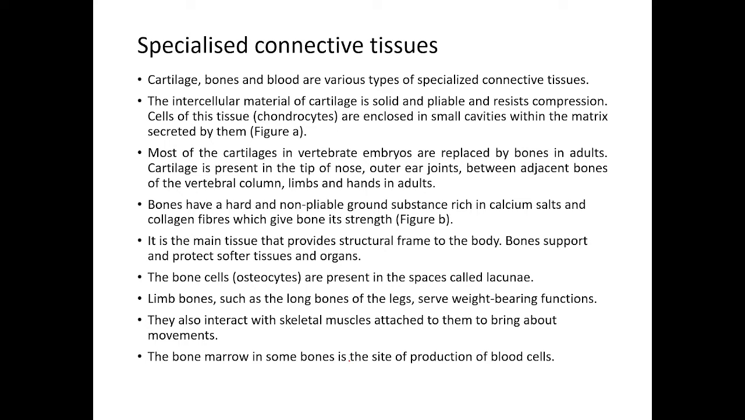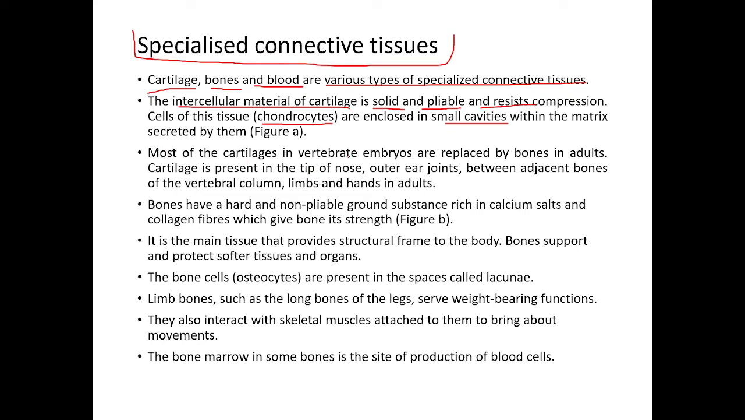Next, we need to see specialized connective tissue. The specialized connective tissues are the tissues of cartilage, bone, and blood. There are various types of specialized connective tissue. The intercellular material of cartilage is solid and pliable and resists compression. Cells of this tissue, like chondrocytes, are enclosed in small cavities within the matrix secreted by them. We will see figures A, B, and C afterwards.